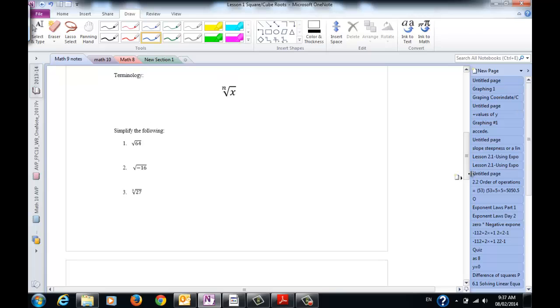Some terminology that we have to be aware of. This little script here is called our index. Our x is called our radicand. And the entire thing is called a radical. So far, I think everything's easy enough. So we have a few examples. Our first one is the square root of 64. What number multiplied by itself twice equals 64? I hope you're all saying 8.